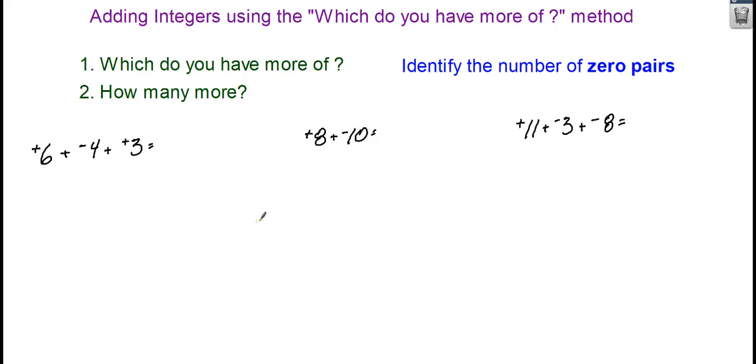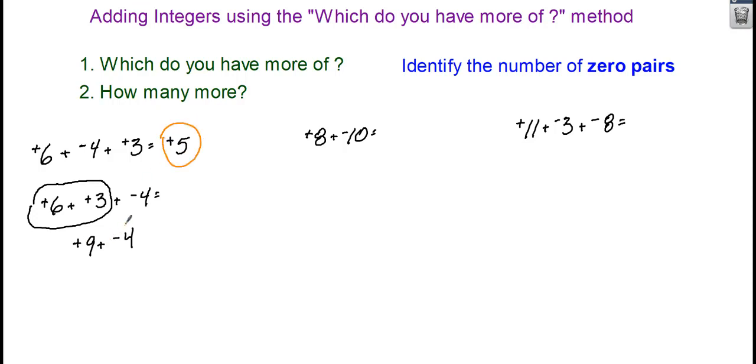All right, we're on the last set of the practice here. Okay, I have 6 positives, 4 negatives, and 3 positives. This is one where I would go ahead and rewrite the problem and put the similar things together. So I can then think of those together. So that's 9 positives plus 4 negatives. And I'll answer my 2 questions. Which do I have more of? I have more positives. I'll go back to the original problem. How many more? Well, 9 is 5 more than 4. And that's my answer.